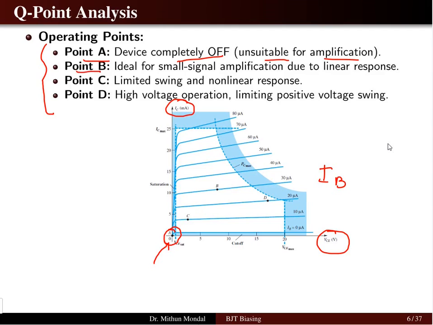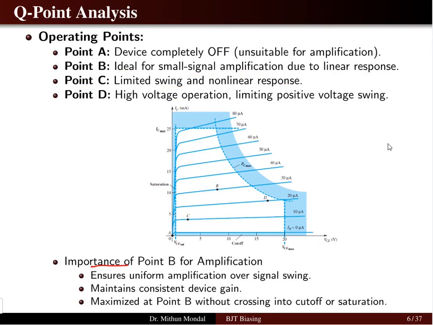If we see the point B on the curve, this is basically ideal for small signal amplification due to the linear response. So here the response is linear and this point is quite suitable. If we see the point C on the curve, then it is basically limited to swing and non-linear response. Whereas point D, this is because of high voltage operation and it is limiting positive voltage swing.